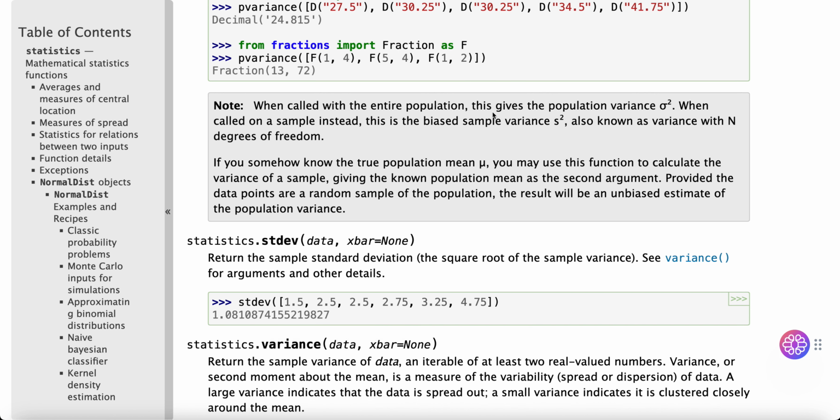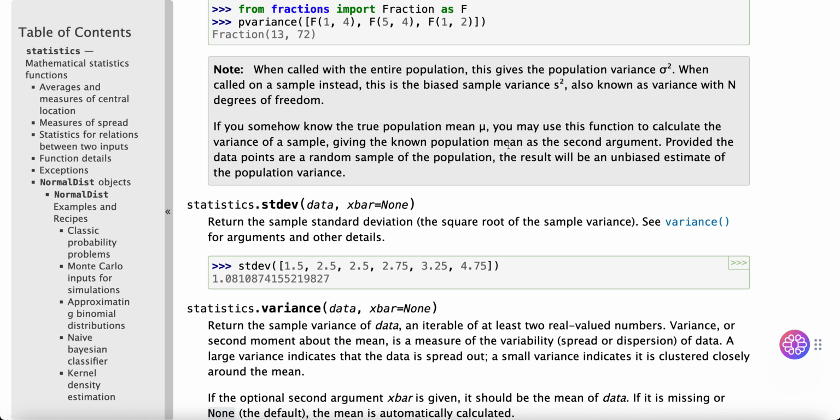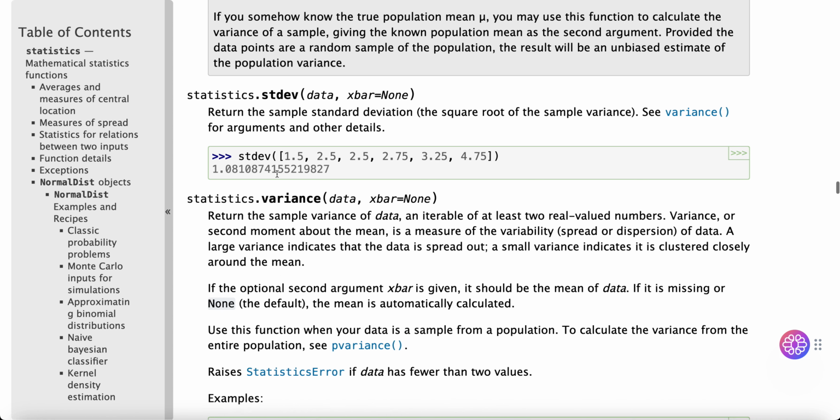When called with the entire population, this gives the population variance. When called on a sample instead, this is the biased sample variance s squared, also known as variance with n degrees of freedom. If you somehow know the true population mean mu, you may use this function to calculate the variance of a sample, giving the known population mean as the second argument. Provided the data points are a random sample of the population, the result will be an unbiased estimate of the population variance.